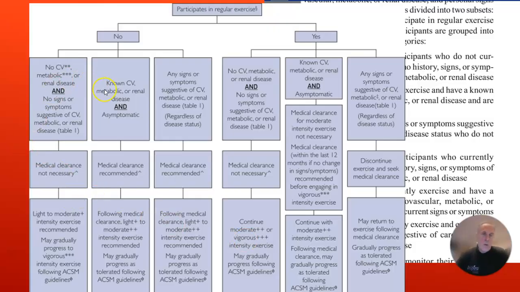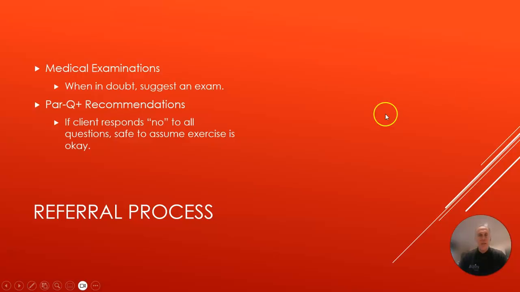Now, once you get into what would be number 2 on the previous slide, where it's known cardiovascular, metabolic, or renal disease, and they're asymptomatic, then medical clearance is recommended. Any signs or symptoms suggestive, medical clearance, etc. So just realize when you use this algo, you first have to categorize your people into either they're worker-outers or they're not worker-outers. If they're not, they're on the left side of the table. If they work out, they're on the right side. And then you break it out from there from what you know regarding cardiovascular, metabolic, and renal disease.